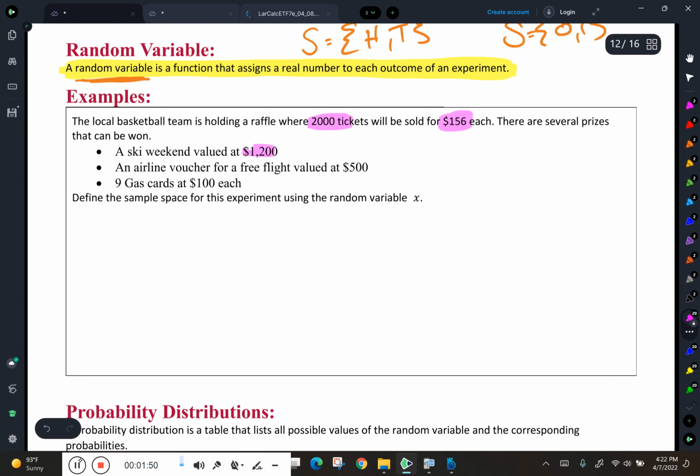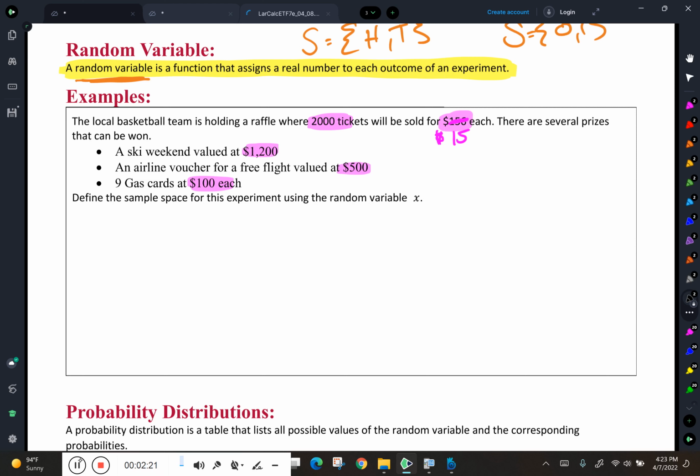So you may win a $1,200 gas card. You could win a $500 airline voucher, or you could win a $100 gas card. Now I just realized something. This is a typo. This really shouldn't say $156. It's supposed to say $15. But evidently when I was typing this, I fat fingered that and typed in 156 when I should have typed in 15. Okay?